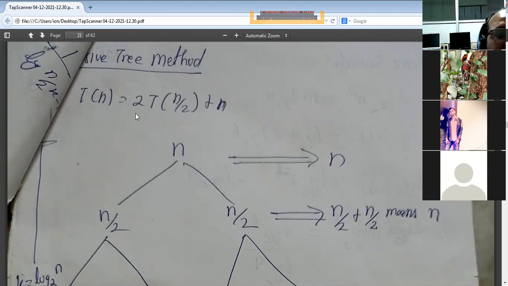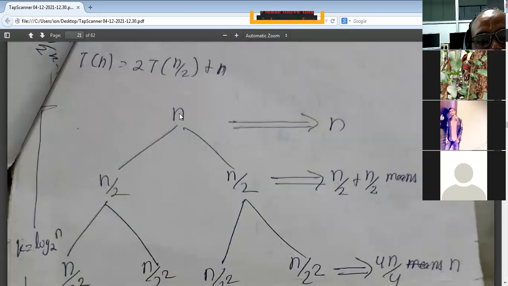In the recursive tree method, suppose the equation given is T(n) is equal to 2T(n/2) plus n. This is the recursive equation given to us, and we want to find out the complexity. The total amount of work done is n, and that work is broken into two parts, and each part contains n/2 elements. So the total burden is n, it is broken into two parts, and the total elements in each part is n/2.